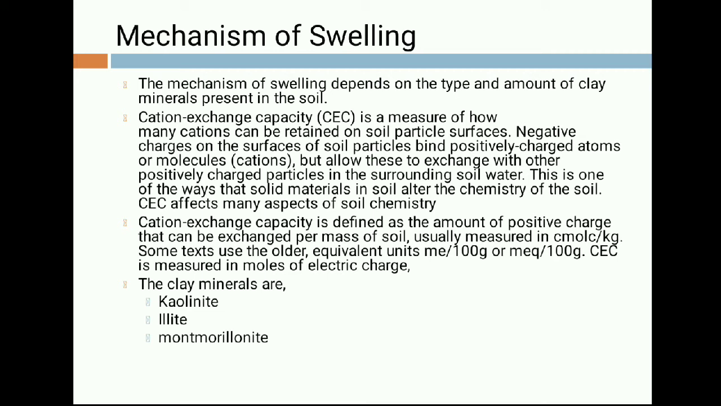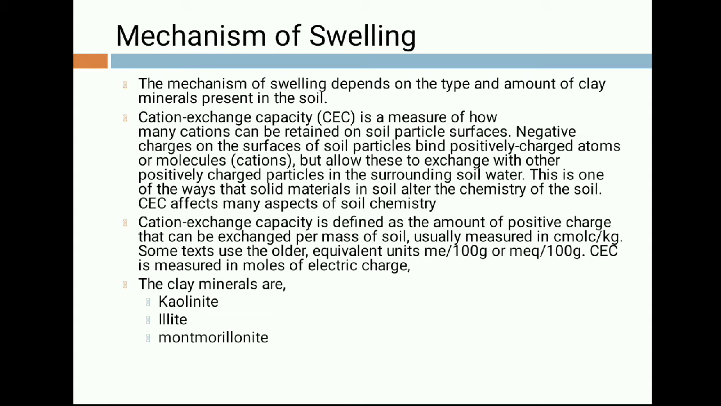So these are the reasons which are altering the chemistry of the soil, and which is the main reason for the expansive nature of the black cotton soil. CEC affects many aspects of soil chemistry. Cation exchange capacity is defined as the amount of positive charge that can be exchanged per mass of soil, which is usually measured in centimole of charge per kg of soil sample.